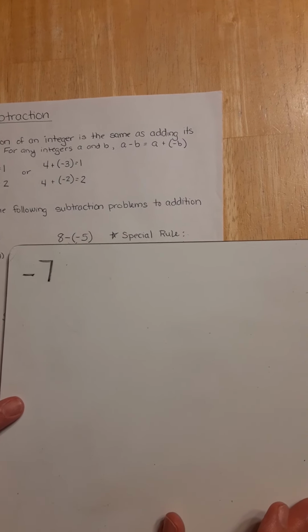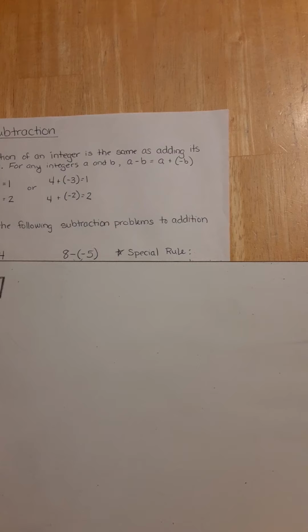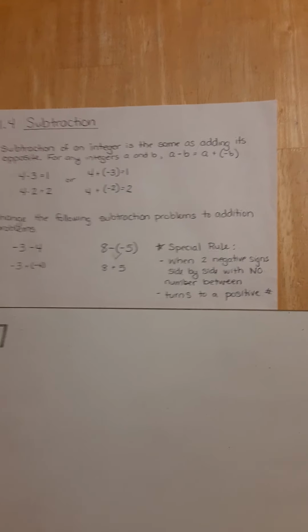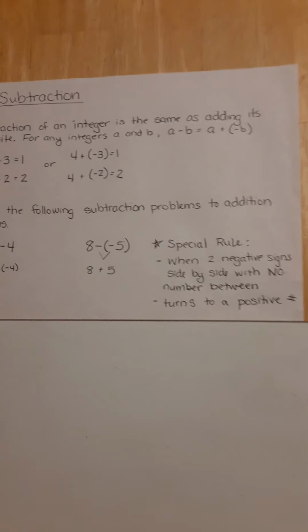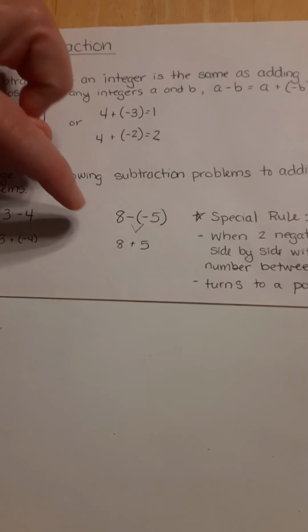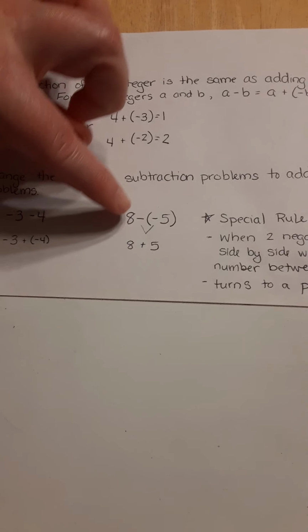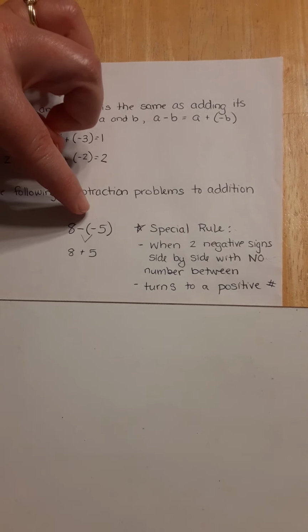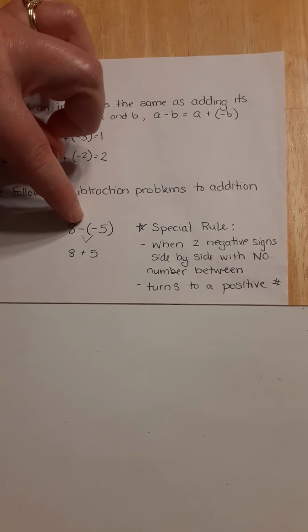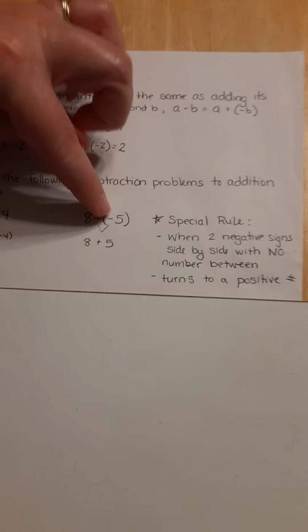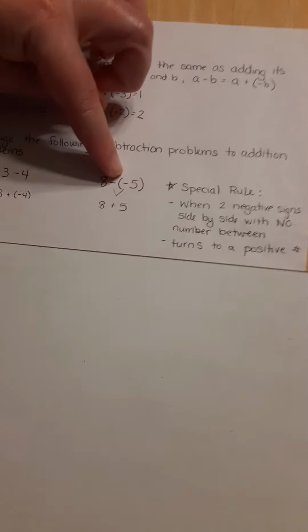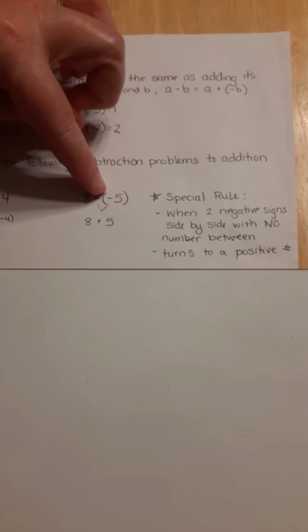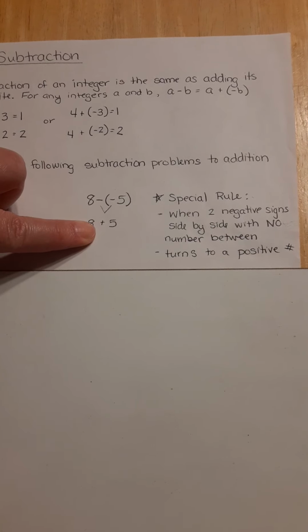Now, this is one exception with subtraction. This is my special rule. Here, sometimes when we subtract numbers, we actually have 8 subtract a negative 5, okay? Now, if you notice here, there is no number in between. I have two negatives side by side. And the rule is, with subtraction, when I have two negatives side by side, that turns to a positive.